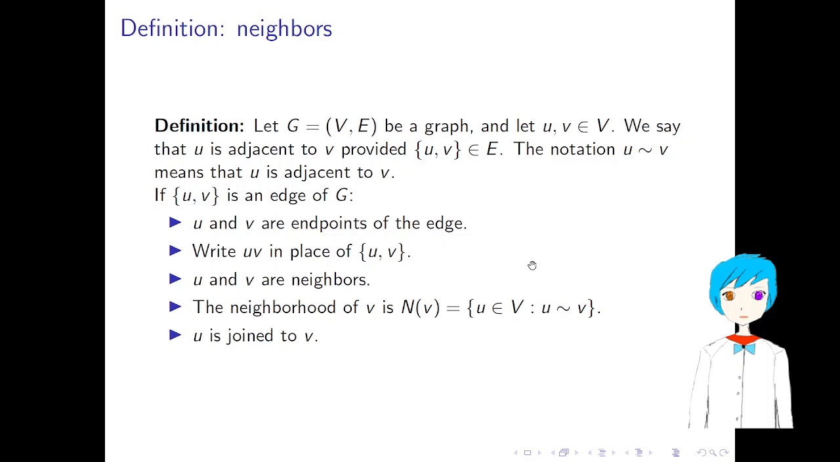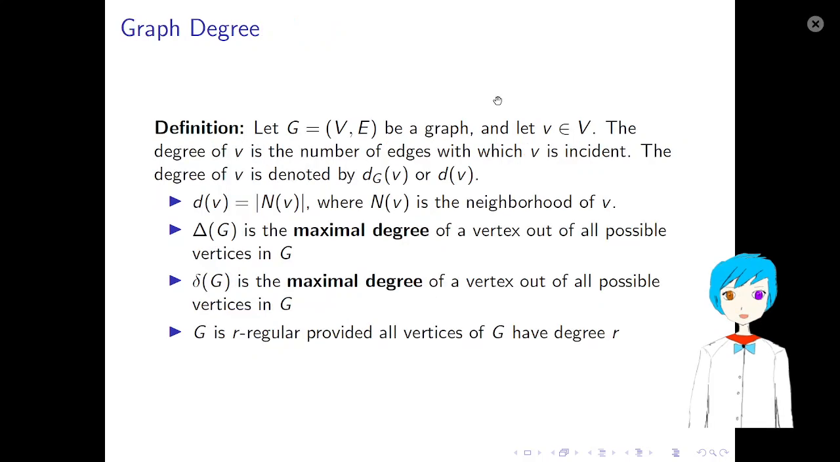The neighborhood of v is denoted by N(v), which consists of all vertices u in the vertex set such that u and v are neighbors. Alternatively, we can also say that u is joined to v. From the definition of neighbors and neighborhood, we can define the degree of a node. So the degree of a node, denoted by d(v), is the cardinality of its neighborhood.